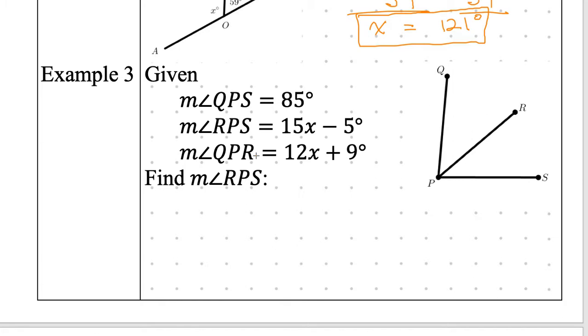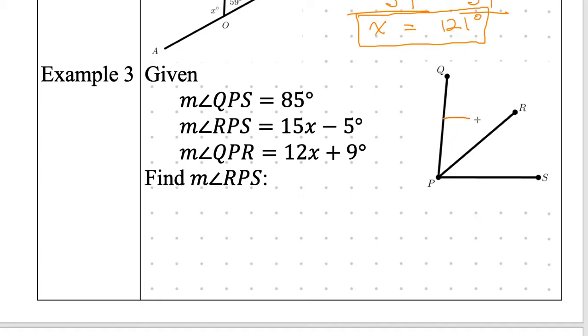Let's read this together. Example 3. So we have the following. The measure of angle QPS is 85 degrees. Well, hold on. What is this even saying? The measure of angle QPS. That's how I read it. QPS means I start at Q, I go to P, then I go to S. So it's talking about this giant angle right there. That is QPS. So the entire angle is 85 degrees.